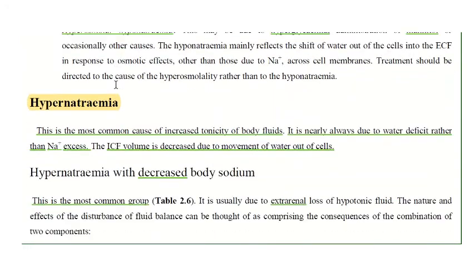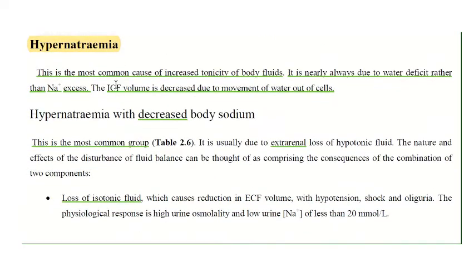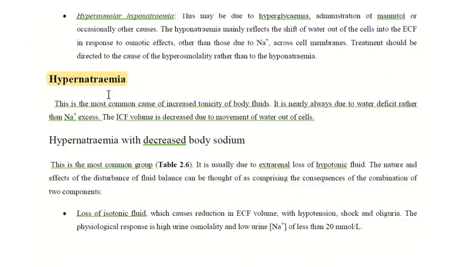والآن ننتقل إلى موضوع آخر هو موضوع الهايبرنايتريميا. Hypernatraemia, this is the most common cause of increased tonicity of body fluids. It is nearly always due to water deficit rather than sodium excess. إذن يعني تقريبا دائما due to water deficit rather than sodium excess. The intracellular fluid volume is decreased due to movement of water out of cells.